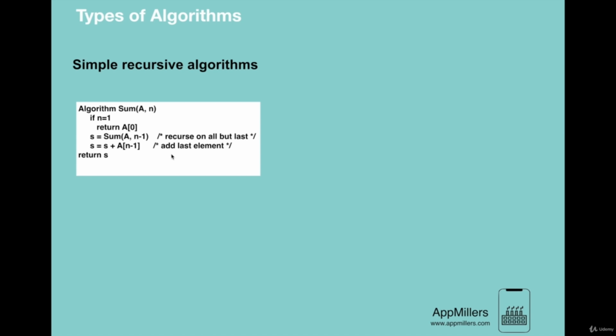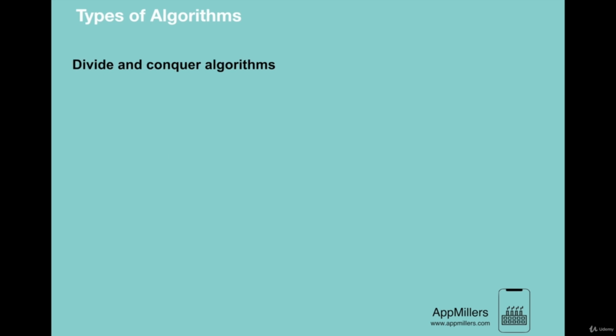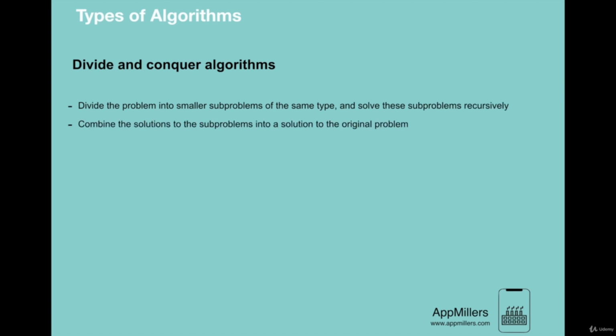The next type of algorithm is divide and conquer algorithms. This type of algorithm consists of two parts. The first part is that they divide the problem into smaller subproblems of the same type and solve these subproblems recursively. And the second part is that we combine the solutions to the subproblems into a solution to the original problem. Traditionally, an algorithm is called divide and conquer if it contains at least two recursive calls. Quicksort and merge sort algorithms are examples of divide and conquer algorithms.